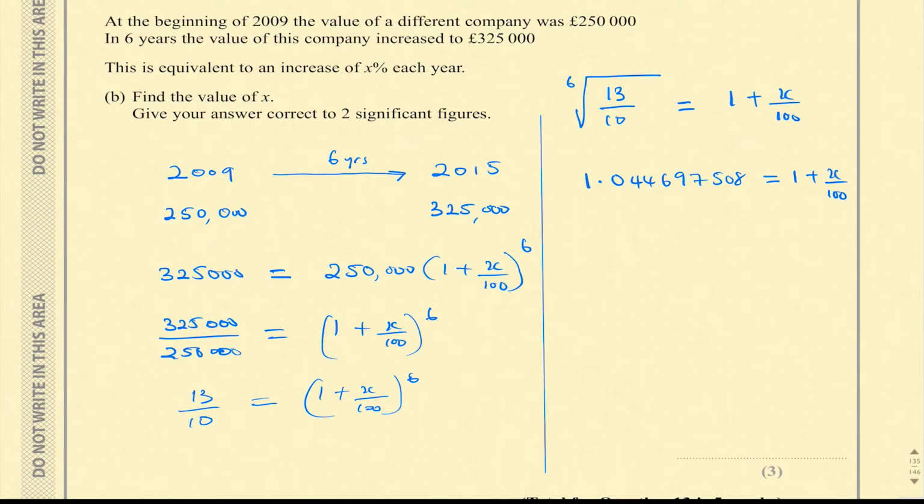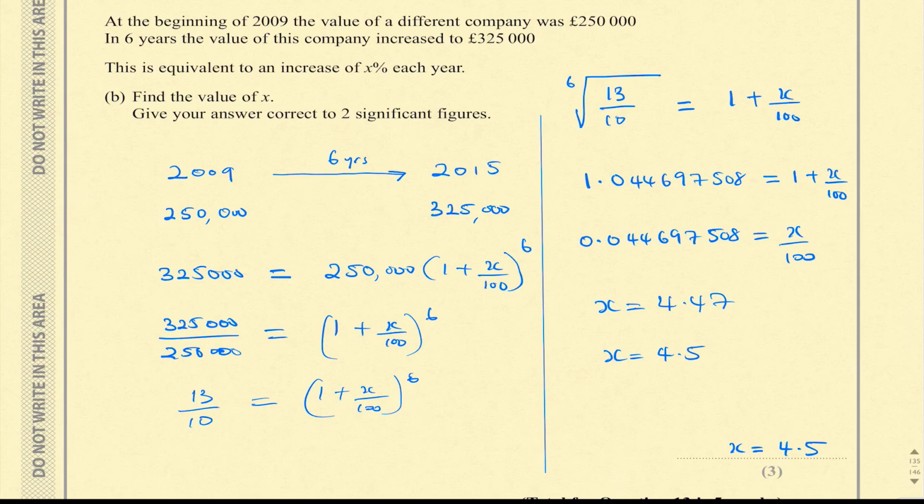Take 1 away from both sides, so I get 0.044697508, which is X over 100. If I multiply both sides by 100, I get X equals 4.47. We need to give our answer to two significant figures. So that means X equals 4.5, so X equals 4.5%.